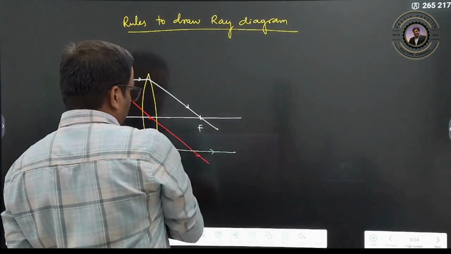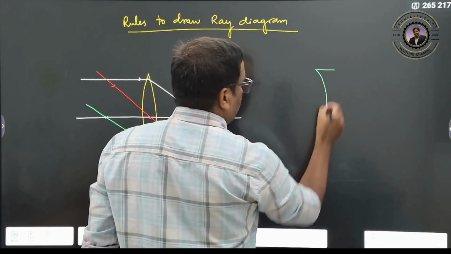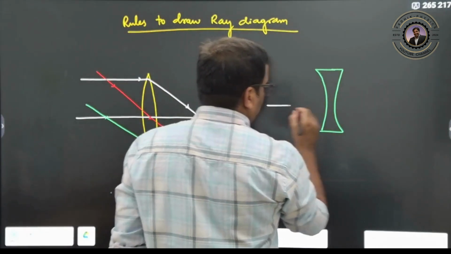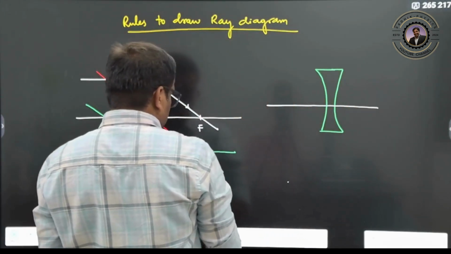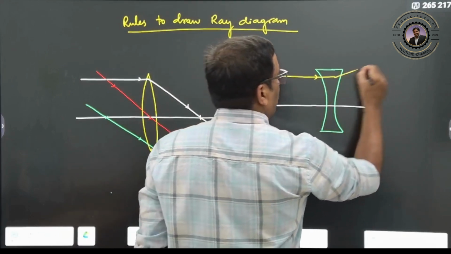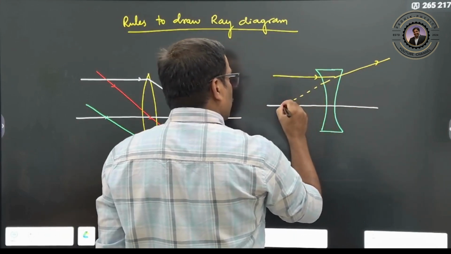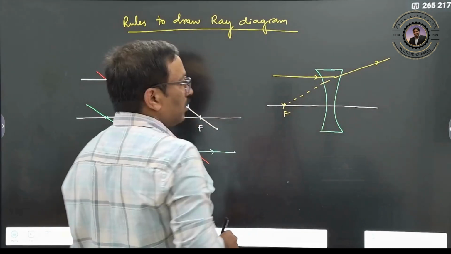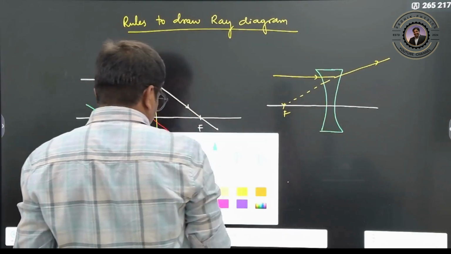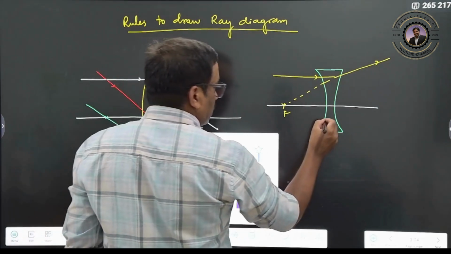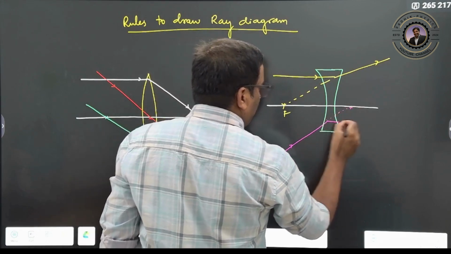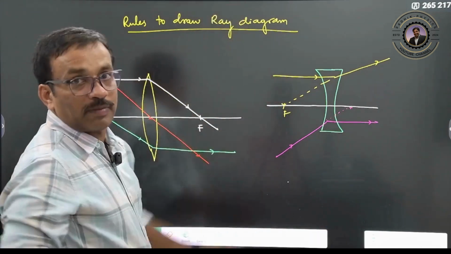In exactly the similar way, for a concave lens also, here this is a concave lens. If any light ray is going parallel to the principal axis, after refraction it appears to be going from the principal focus. Clear? And any light ray which is passing toward the principal focus, it appears to be going from here. Then after refraction it will go parallel to the principal axis.